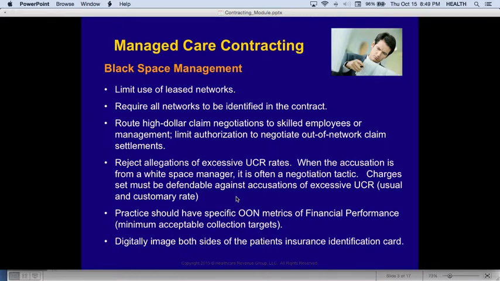Black space management, this is all about you. This is about what are you going to do to make sure you don't get white space managed. You're going to have the requirement that all your networks need to be identified in your contract. Well, when you start reading the contract and the assignment, you're going to see a term called affiliates.